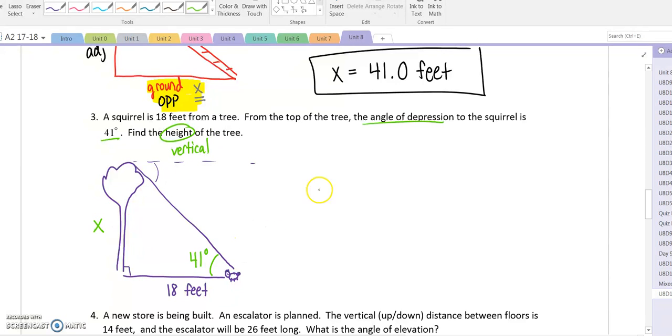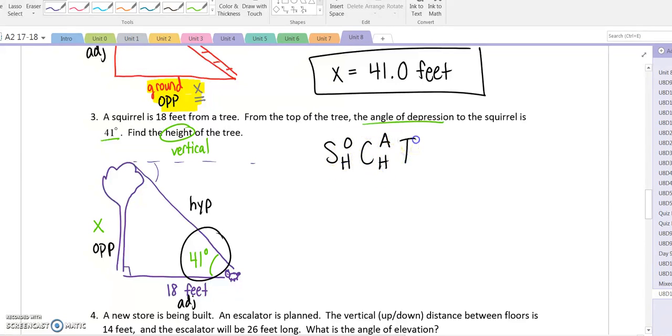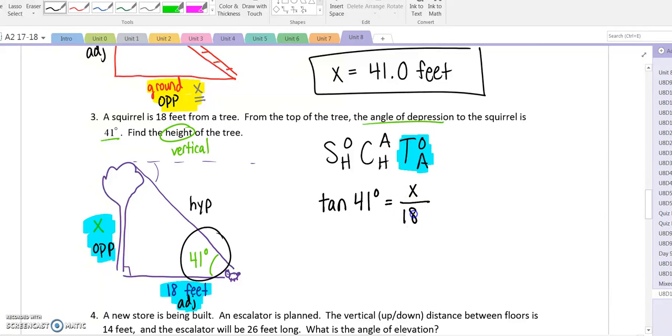So once again, I can set up my SOHCAHTOA. I've got my angle circled, opposite, hypotenuse, adjacent. And once again, using SOHCAHTOA, I should be able to figure out my trig equation. All right, I'm solving for opposite. I know opposite and adjacent. That's tangent. So I'll write my equation. Tangent of my angle, 41 degrees, equals opposite, that's x, divided by adjacent, which is 18. Once again, solving for a side, we don't use inverse trig. Instead, we look at what's on the denominator here, and we multiply it.